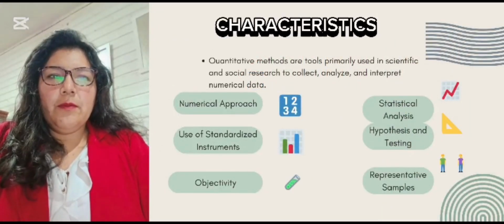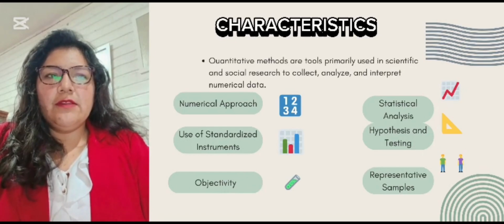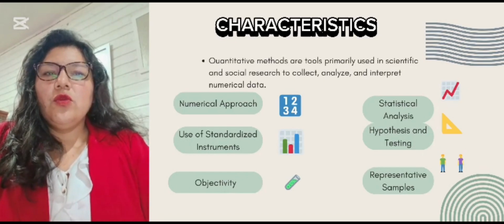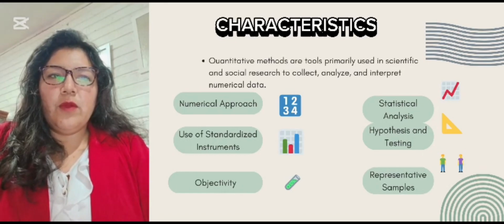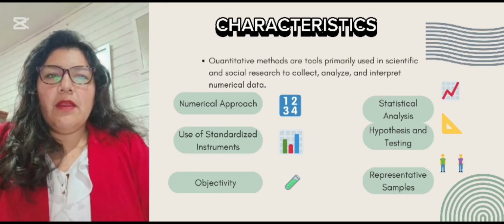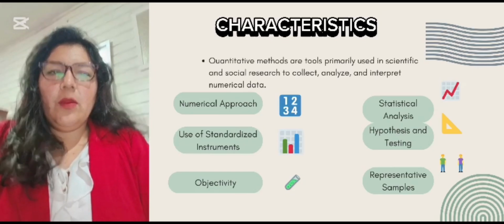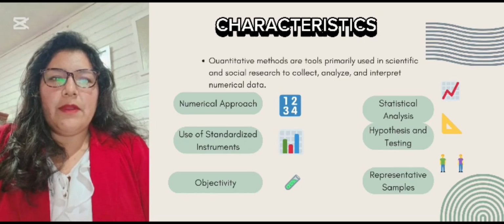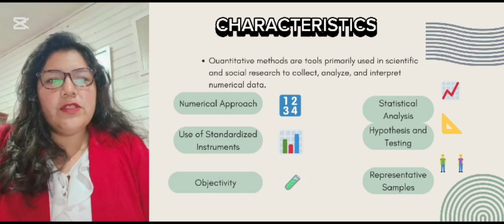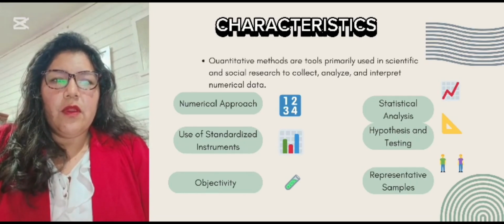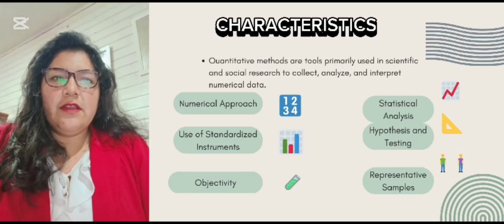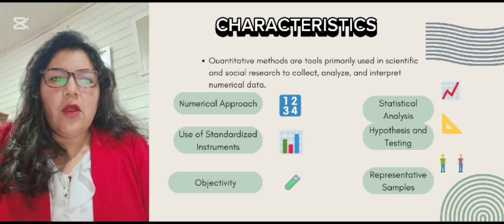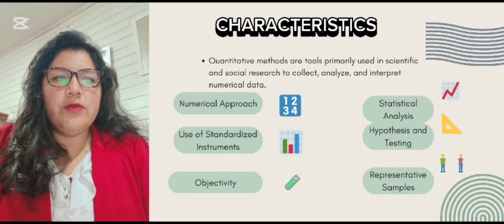Characteristics. Quantitative methods are tools primarily used in scientific and social research to collect, analyze, and interpret numerical data. Below are the main characteristics. Numerical approach. They are based on measurable data expressed in numbers, such as statistics, percentages, or averages. Use of standardized instruments. They use surveys, questionnaires, tests, or scales that follow objective and systematic collection of information.